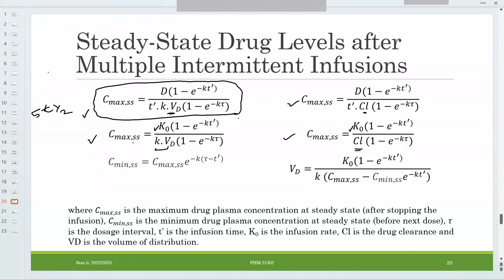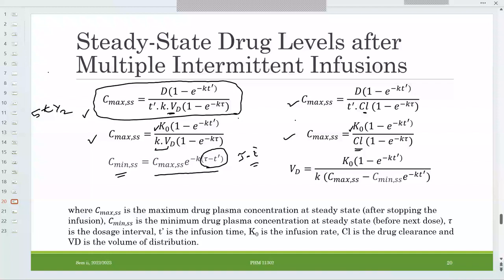So this one calculates the Cmax at steady state. How about calculating Cmin? Cmin is calculated using the same first order elimination equation, C2 equal to C1 times elimination fraction. But be careful here with the time. In IV bolus administration, we just used tau. But here we must use tau minus T prime.